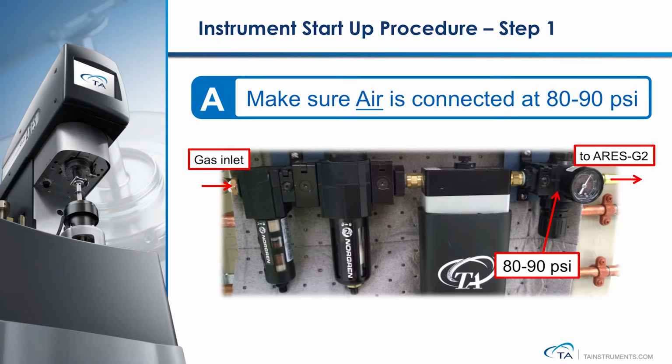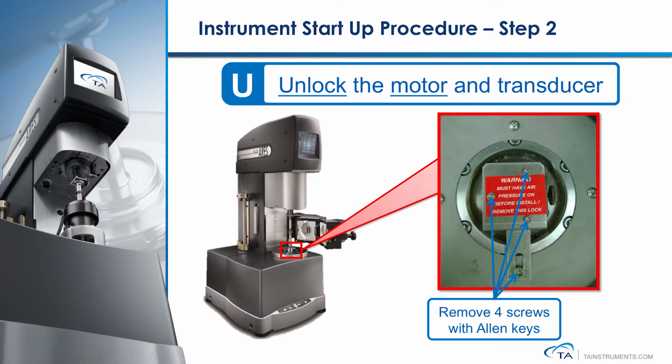Again, step 1, make sure the ARES-G2 is connected to a clean and dry air source regulated at 80 to 90 psi. Please note, attempting to operate the instrument when air is not connected can damage the instrument air bearings.